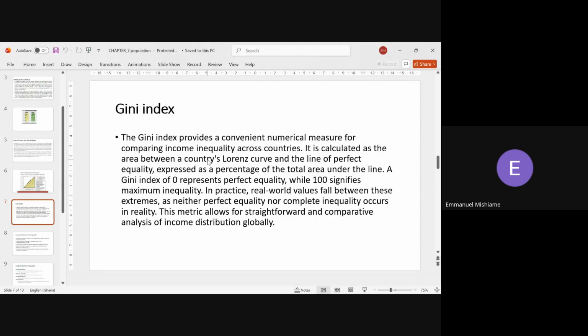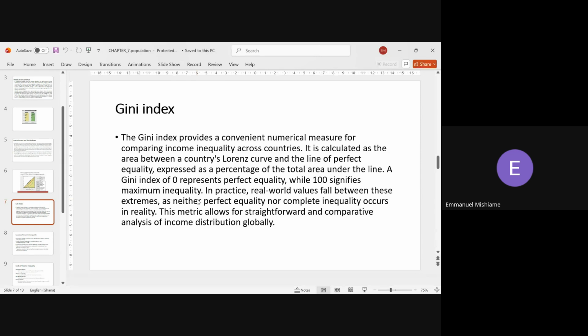Now let's move on to the Gini coefficient. This provides a convenient numerical measure for comparing income inequality across countries. It is calculated as the area between a country's Lorentz curve and the line of perfect equality, expressed as a percentage of the total area under the line. A Gini index of 0 represents perfect equality, while 100 signifies maximum inequality. So the closer you are to 0, the better your performance, while the closer you are to 100, the worse your performance, or the higher the level of inequality.